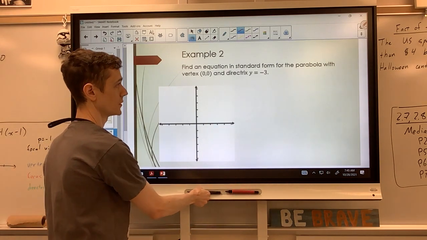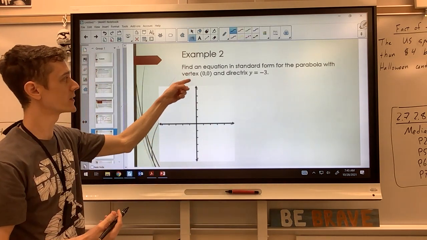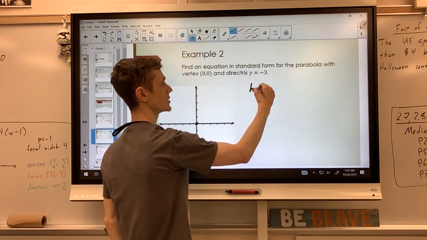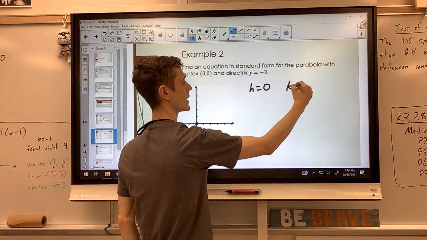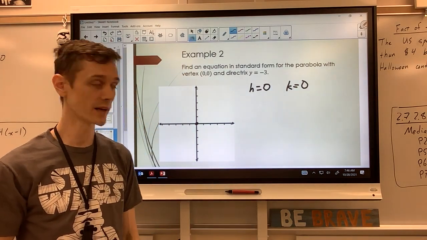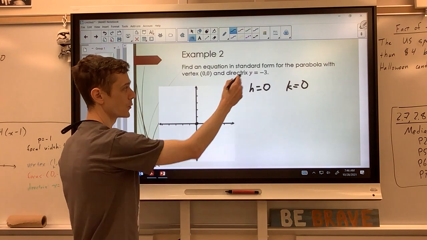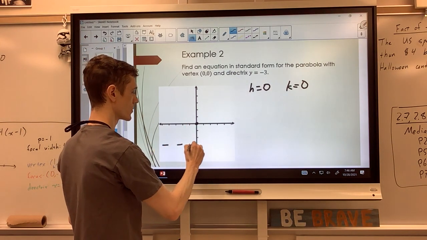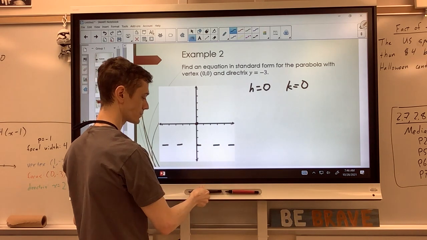On the next example, I'm going to switch to the black pen again. They told me that the vertex is at 0, 0. So based on that, I know h equals 0, and I know k equals 0. Next, they told me the directrix is at y equals negative 3. So remember that the y equals equations, that makes a horizontal line. So negative 3 means down 3. So here's where the directrix is landing.